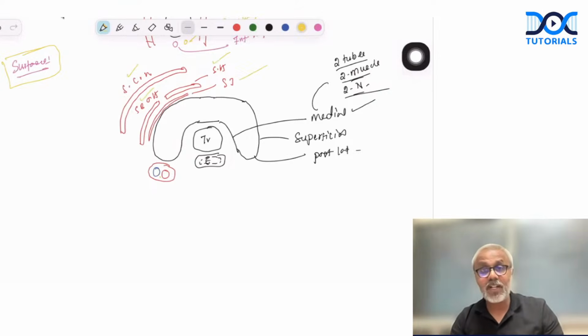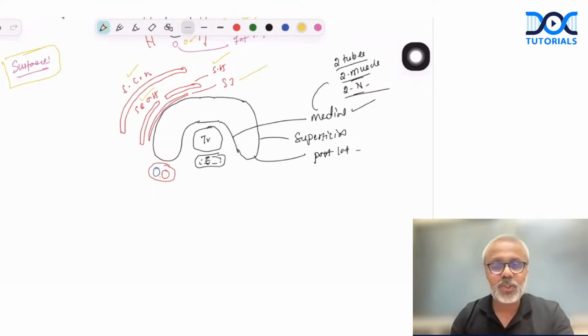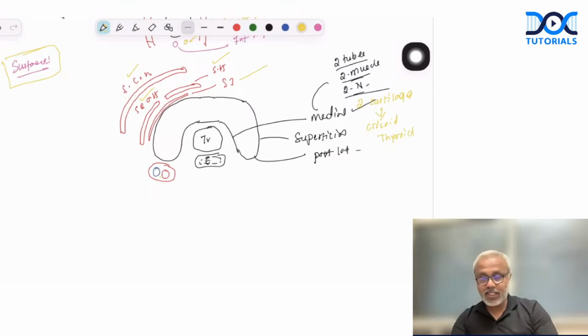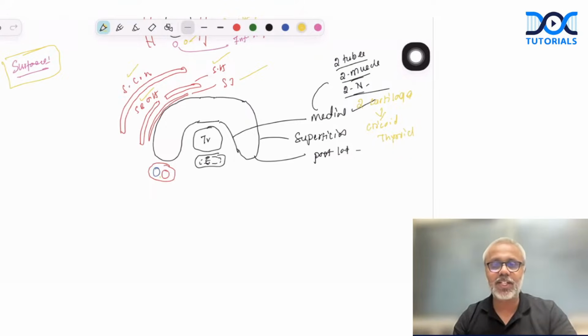Done. Then what do we need to write for the medial relations? These two tubes, two muscles, two nerves. Apart from this, we can also write two cartilages as well, right? Now, what are the two cartilages we can write? So remember, here we can write cricoid and thyroid. This is how we describe the relations of the lobes of the thyroid gland.